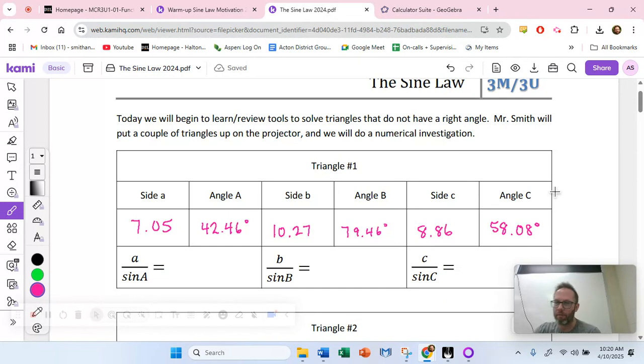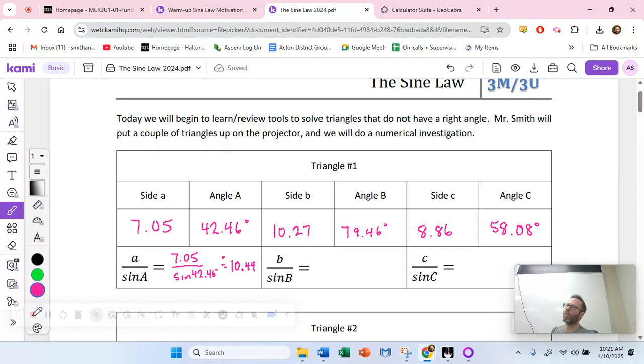Yes, we can. Can you guys, for each of these pairs, take the side and divide it by the sine of the corresponding angle? Those of you who have a display calculator can just punch it in as you see it. 7.05 divided by the sine of 42.46 degrees. So I got about, I'm just going to go to two decimal places, about 10.44. Do you guys get about 10.44?